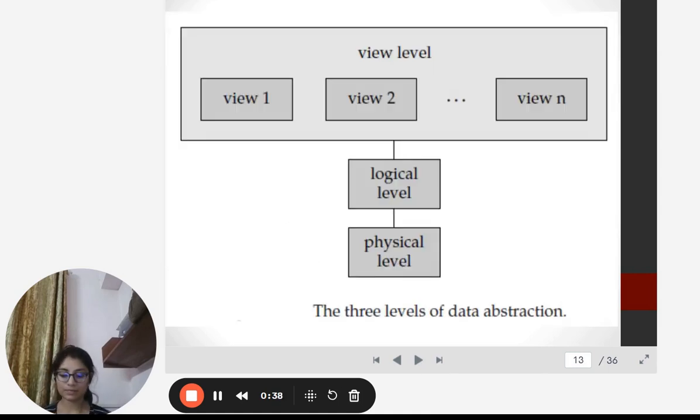So, data abstraction makes it possible for the front end application to query data regardless of where the data is stored. These are the three levels of data abstraction. First is the view level, second the logical level, and third is the physical level.